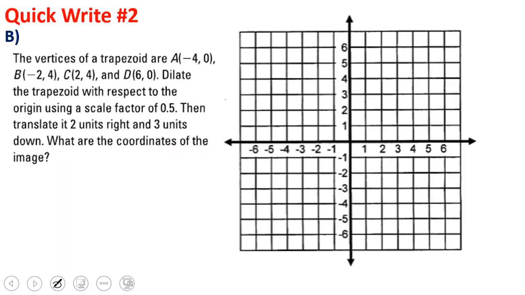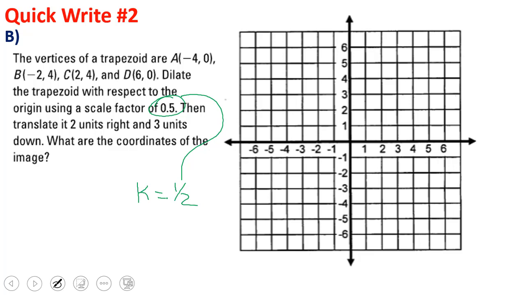All right, ladies and gentlemen, I gave you a copy for your quick write. You need to draw the figure, the original figure, and then you're going to dilate it using the scale factor of 0.5. By the way, 0.5 is the same as what? That's right. It's the same as 1/2. Okay? So K is 1/2. What does that mean? Oh, it means that it's going to get smaller.